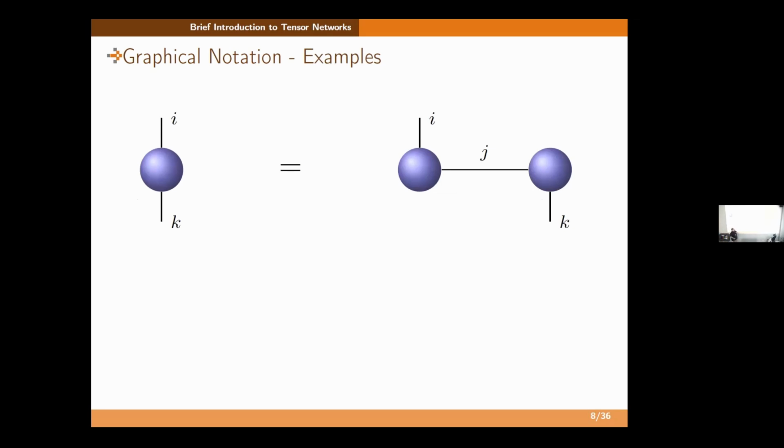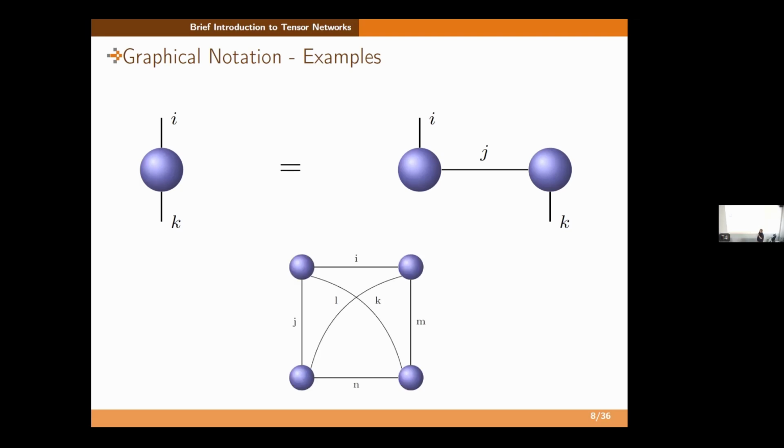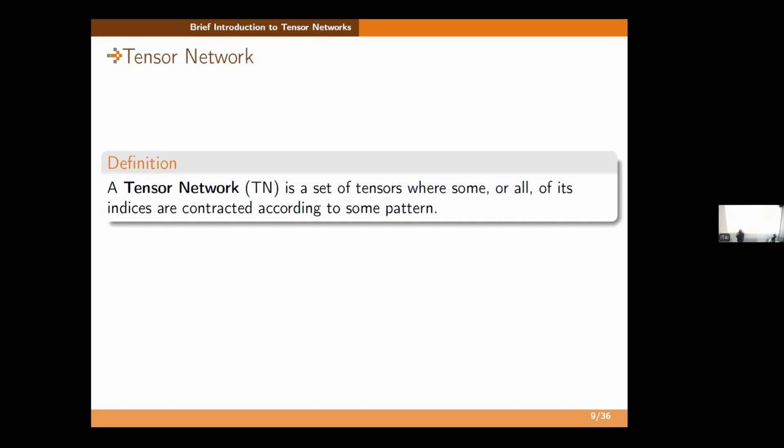And here we can also easily see graphically that this notation shows the contraction of two matrices is still a matrix, etc. And here is the second example. From this, it is easy to see that it will be just some number because there are no open indices. Okay, so far so good, because now we will go to some harder stuff.